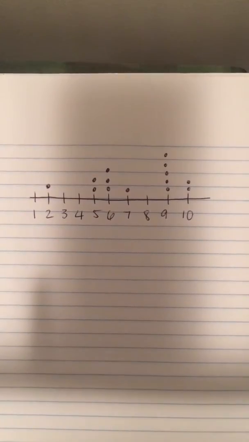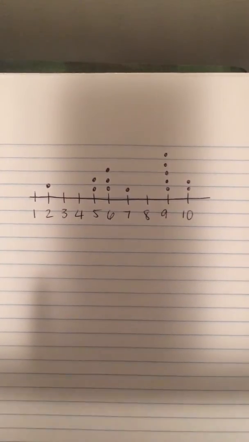We're going to be talking about analyzing data today. So I have a dot plot on my paper, and we're going to be talking about some vocabulary words we're going to need to know for this dot plot. So in analyzing data, the first word we need to know is peak.